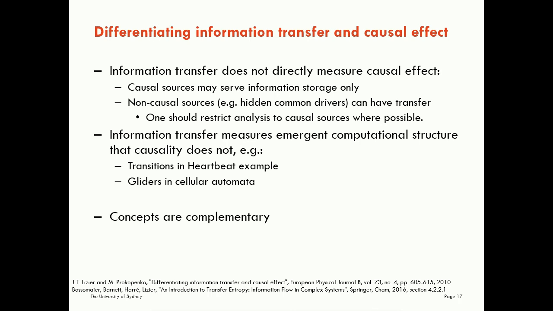So these concepts are complementary. They both are answering very relevant questions, but they're different questions. It's useful to have both. Here we're really dealing with the model of information processing, and that's why we're focusing on transfer entropy. It's not to take anything away from the causal approach. It's asking a different question.